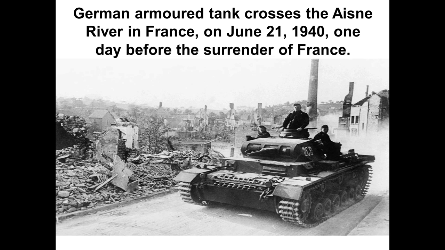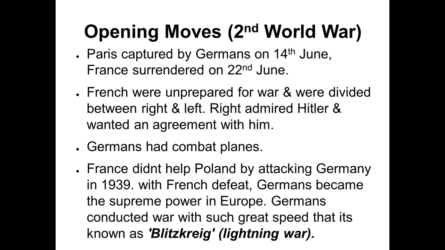Paris was captured and France surrendered, because there was a division within France. Right wingers admired Hitler, because he was targeting communists and he wanted an agreement with them. Now, Germany had combat planes and France could not resist those planes. And France should have helped Poland when Hitler attacked Poland, but they did not. So Germany became the supreme power in Europe.